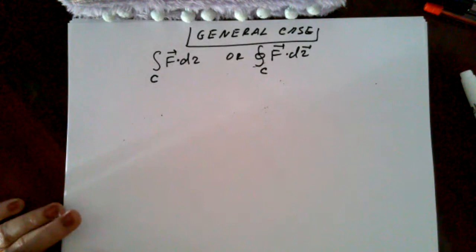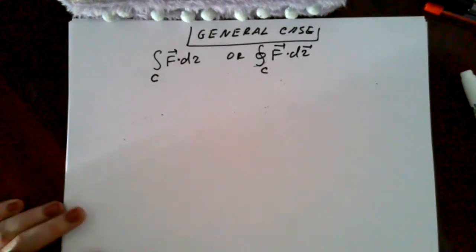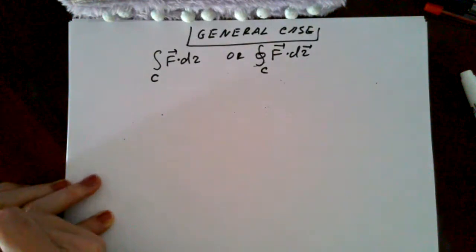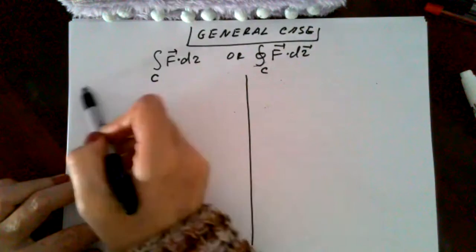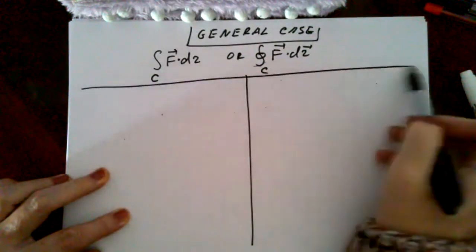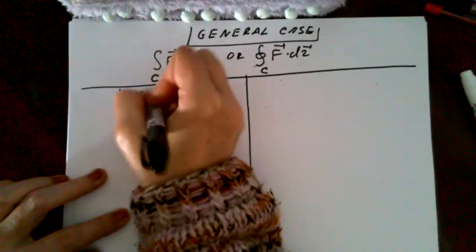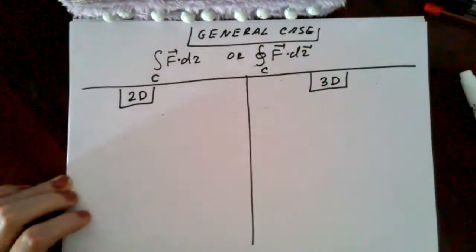So you perform this test about curl, and you realize that you are not dealing with an irrotational field. So you need this general technique. How could this general technique be described? Let's consider 2 separate cases. Let's divide my page into 2 columns again, as usual. The first column will be devoted to the 2D case, and the second column will be about the 3D case.